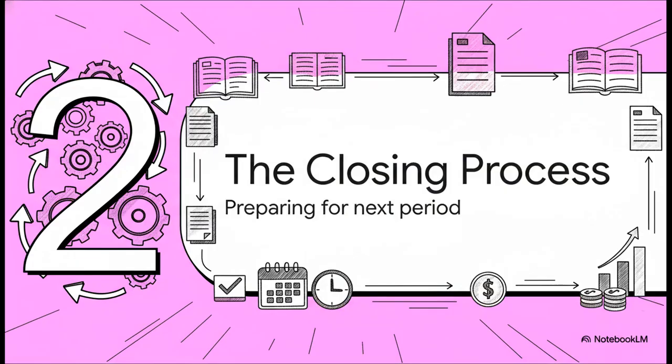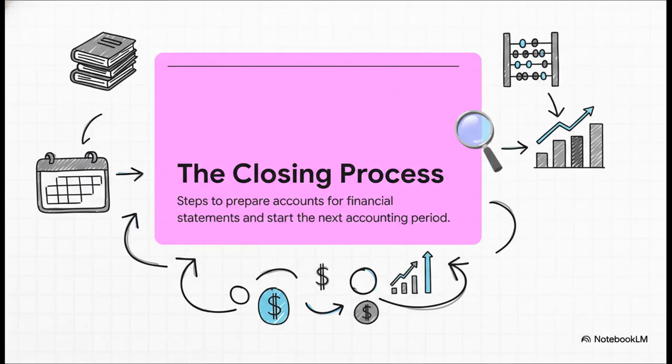Okay, now let's turn to the formal procedure for finalizing the books at the end of a period. This is what we call the closing process. So according to the source, closing the books really does 2 things. First, it finalizes the accounts so you can prepare your financial statements. And second, it resets the books so you can start the next accounting period with a totally clean slate.